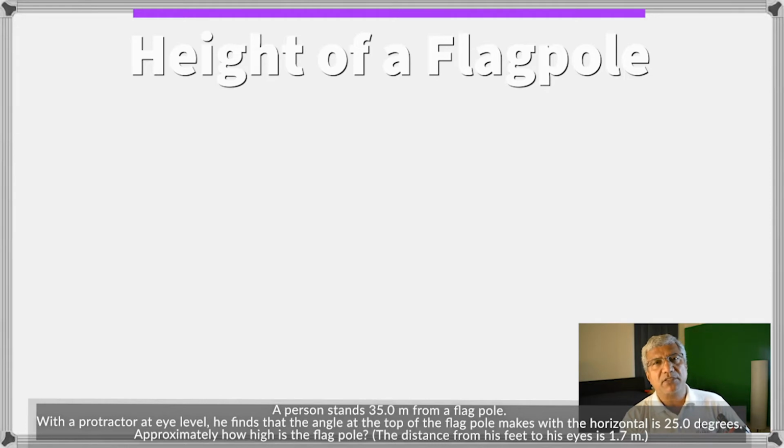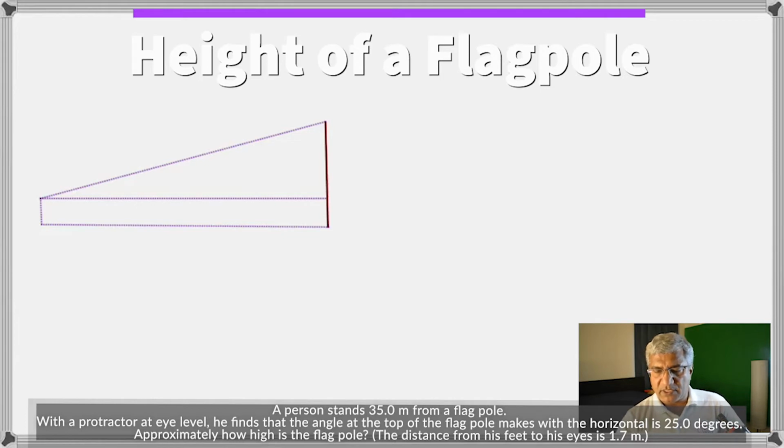The first question talks about a person looking at the top of a flagpole from some distance away. And there is an angle of 25 degrees. So there is the flagpole, and the person is standing right here. That's the feet of the person. That's the eye. So at the eye, the angle made is given. This distance is given as 35 meters. And we are asked to find the height of the flagpole.